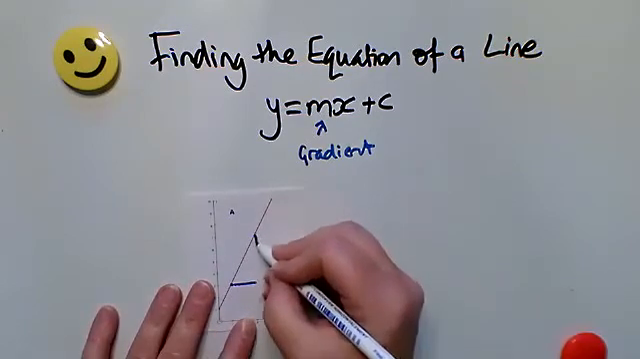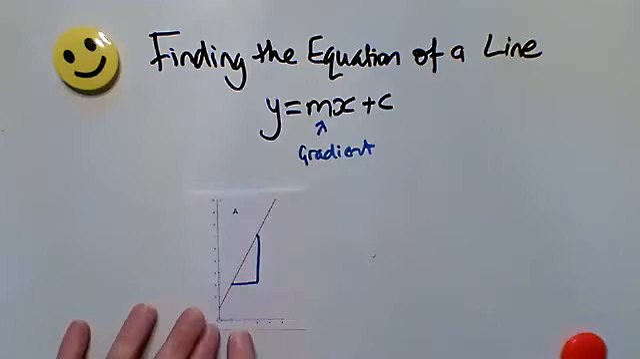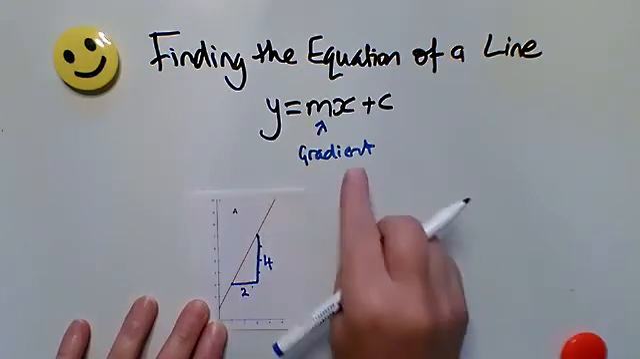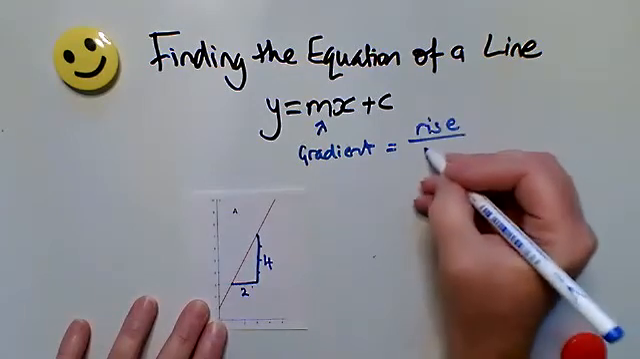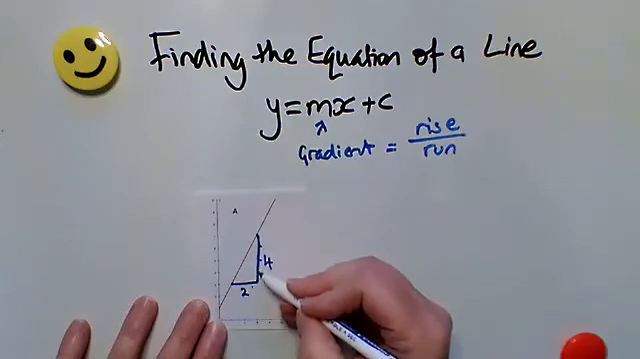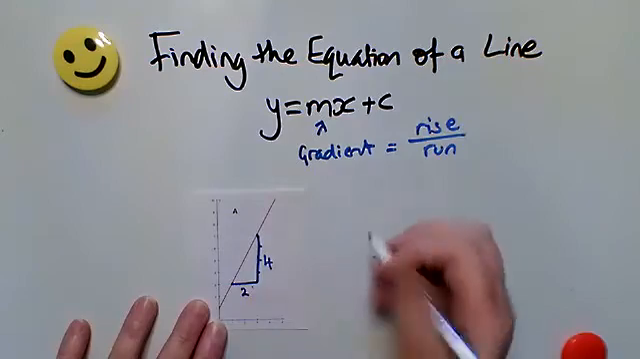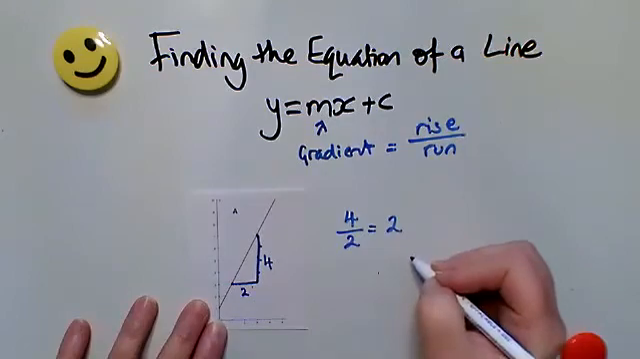So if I just draw in my triangle, now I appreciate it might be quite difficult to see because the lines are quite faint, but you'll have to trust me. If I look along here, this is 1, 2 along. So for every 2 along, I'm going 1, 2, 3, 4 up. Now the gradient of the line is the rise over the run. So this is the rise, how many up, divided by how many along. So in this example, the rise is 4, the run is 2, so my gradient is 2.